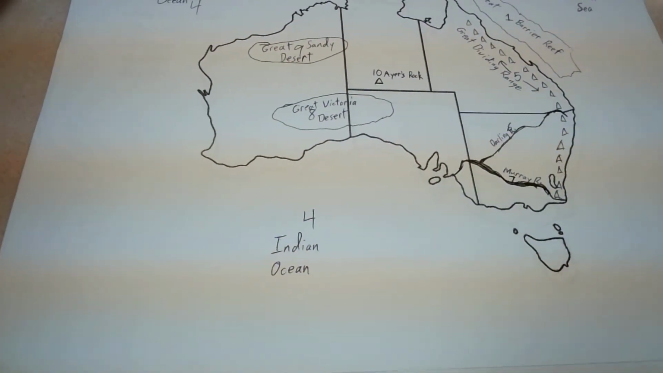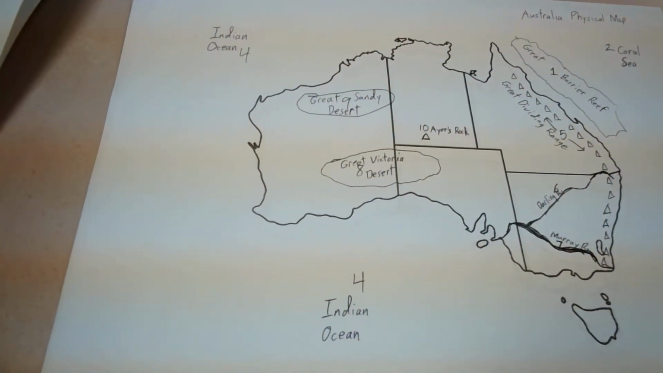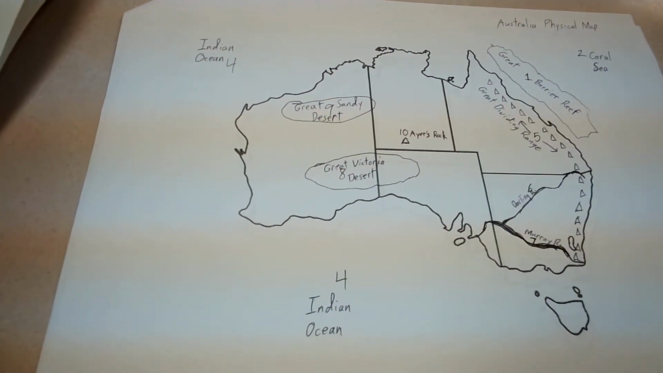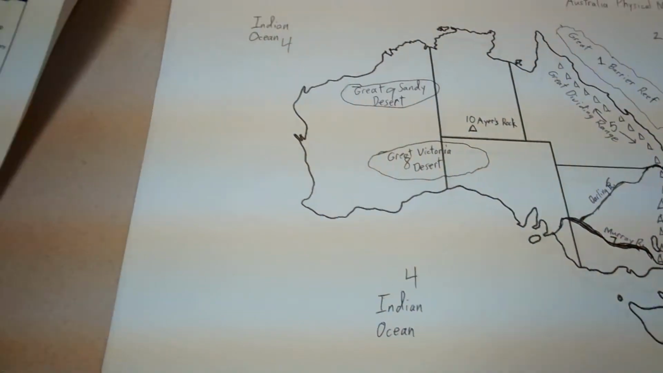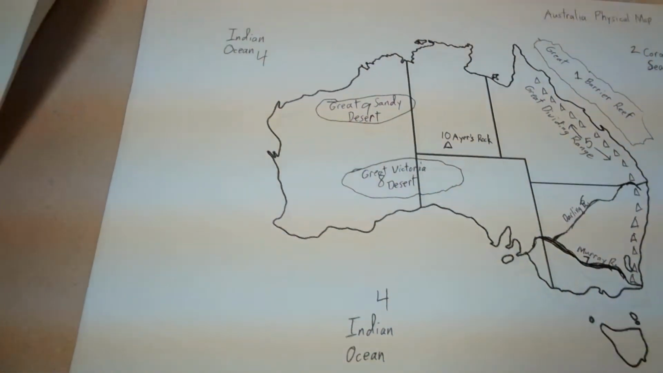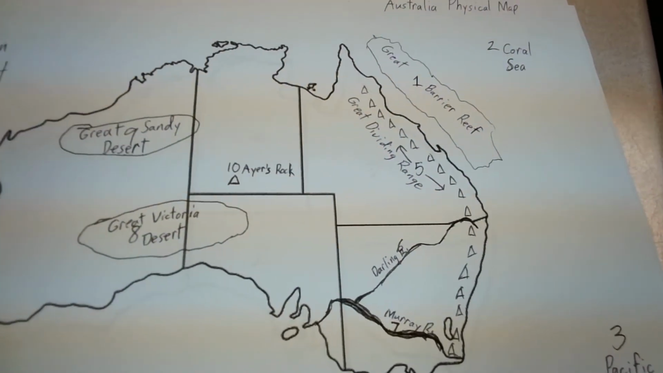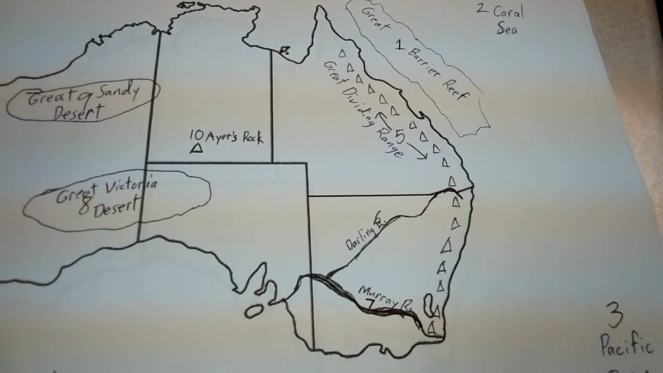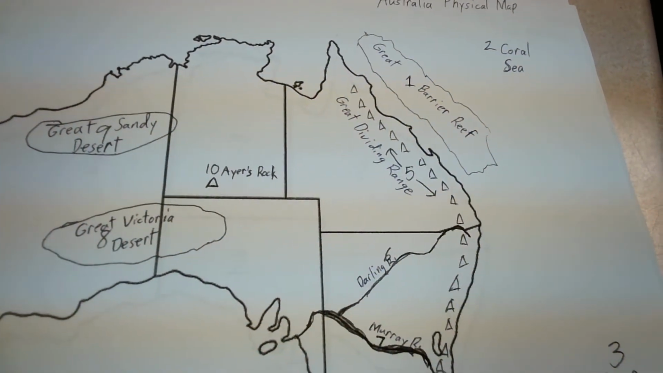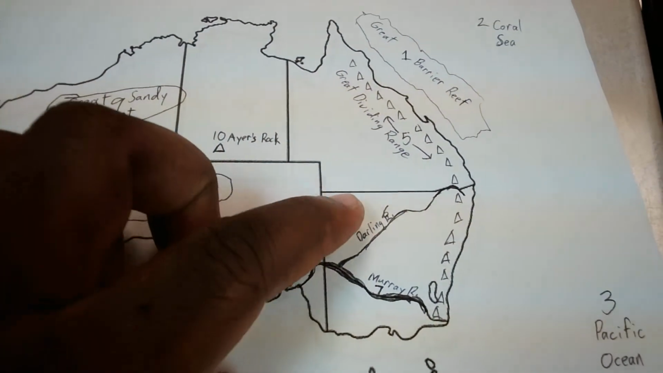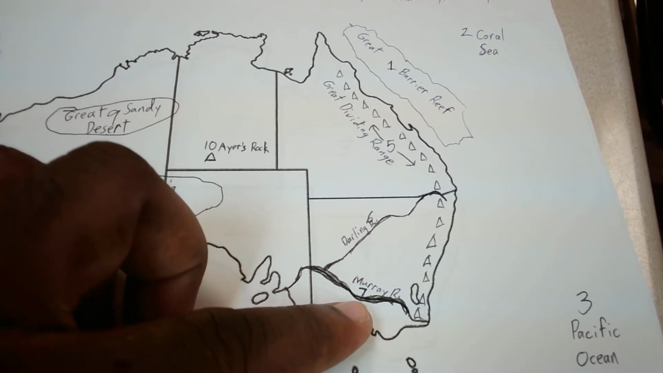You got the Indian Ocean. We don't talk about the Indian Ocean much in 6th grade because most of the countries we cover don't border the Indian Ocean. So the Indian Ocean borders Australia to the south and also to the west. You've got the Great Dividing Range, one of the longest mountain ranges in the world. You also have 2 rivers that you're going to need to know, the Darling River and the Murray River.